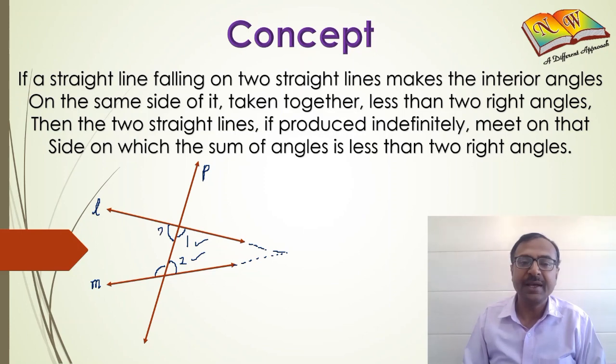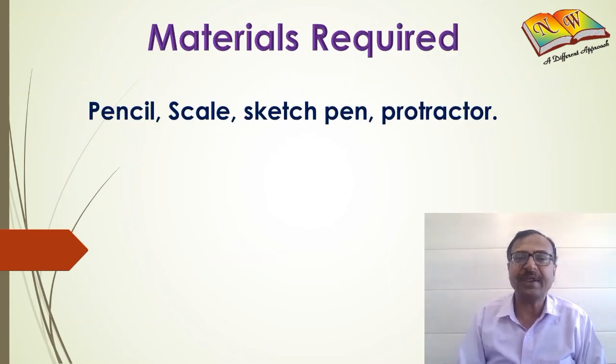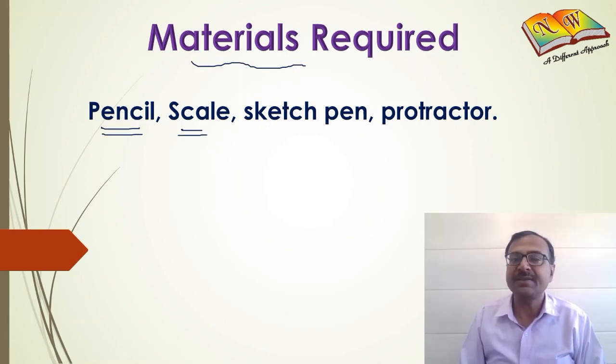You can see on the other side, angle 3 and angle 4 are obtuse angles, more than 90 degrees. So the sum of angle 3 and angle 4 will be more than 180. If you produce these lines on the other side, they are not going to intersect each other. They'll only intersect at that part of P where the sum of angle 1 and angle 2 is less than 180 degrees. To verify this activity, we require some material: a pencil and a scale, some sketch pens and a protractor for measurements. Let's see how we can verify this fifth postulate using this amazing activity.